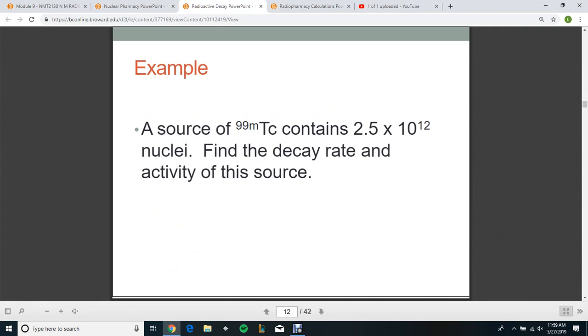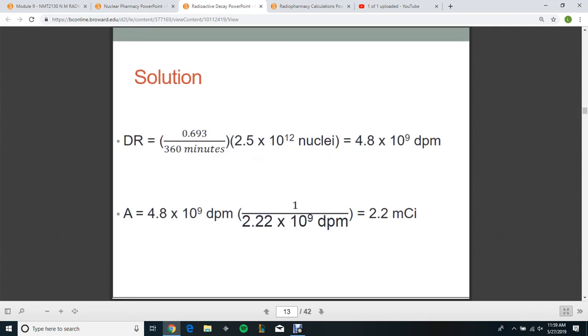Alright, so for an example, a source of technetium-99 contains 2.5 times 10 to the 12th nuclei. You find the decay rate and the activity of the source. To get the decay rate, we take the 0.693 and divide it by 360 minutes, because technetium-99 has 360 minutes of half-life. We have to use minutes in these equations. We can't use hours. And then we multiply that number by 2.5 times 10 to the 12th nuclei, and we end up with 4.8 times 10 to the 9th disintegrations per minute.